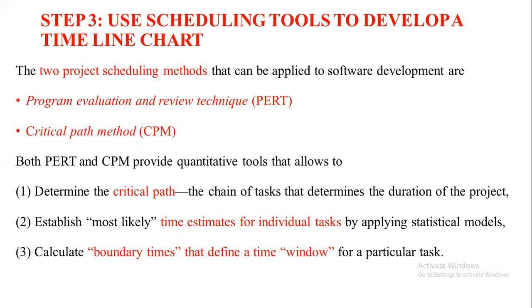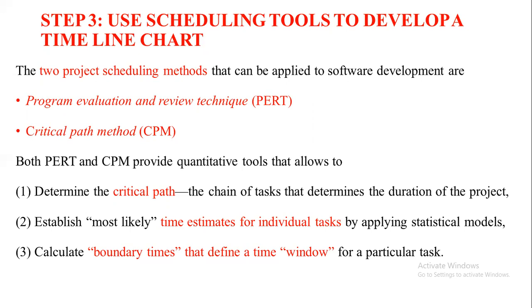Then the third stage in project scheduling is using a scheduling methodology to develop a timeline chart. We have identified the task set. We have identified in which sequence we are going to carry out the task set. Now we have to find out the scheduling, that is the timeline chart, that is for each and every activity, when we are going to start and when we are going to complete the particular task.